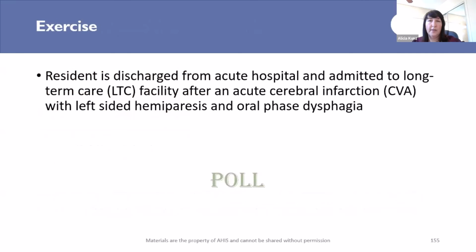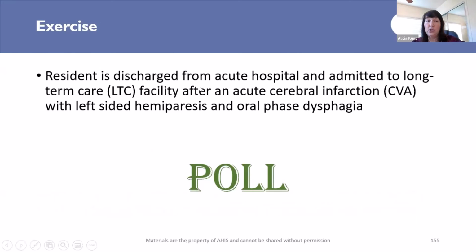Okay, we're going to do another exercise. A resident is discharged from the acute hospital and admitted to a long-term care facility after they had an acute CVA with left-sided hemiparesis and oral phase dysphagia. So I'm going to give you 10 minutes to do this one, and then you would select your answers on the screen. It should be one answer. So select that once you've done your work, and I will give you 10 minutes, and we'll come back and take a look at the results.